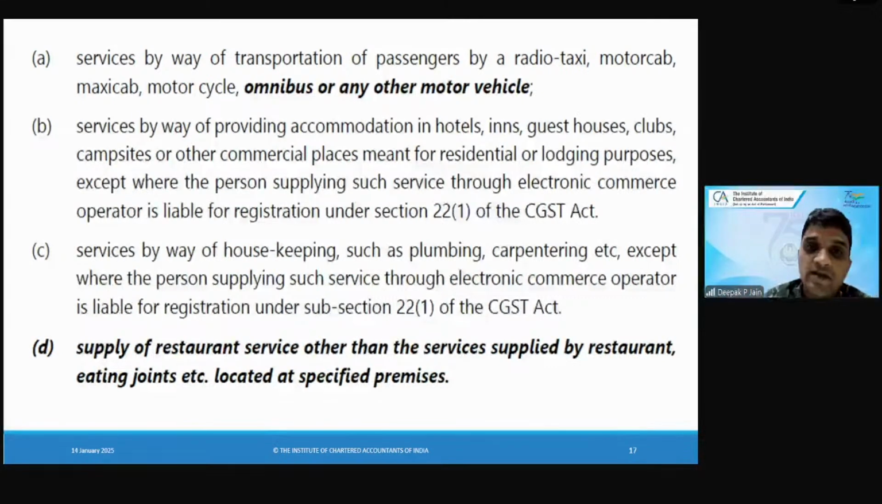But other than these specified premises, any restaurant having a tariff of 7,500 and above has to pay it themselves. Below 7,500, if it is a pure restaurant, no worries, it will always be the e-commerce operator. But if the restaurant also has stay facilities and the stay tariff is more than 7,500, meaning it is a high-end restaurant, then the GST on that will be paid by that restaurant itself. But if it is less than 7,500, then it has to be paid by Swiggy or Zomato themselves. Okay. Clear with this fourth part?